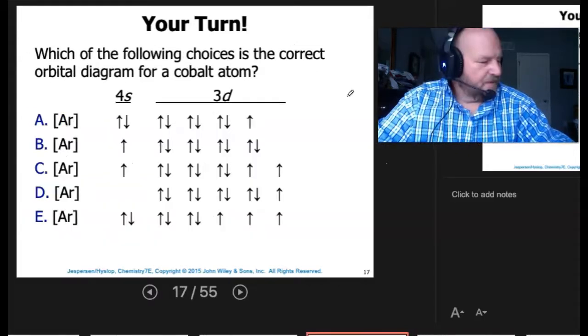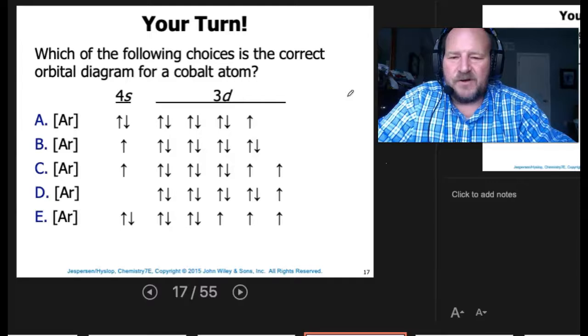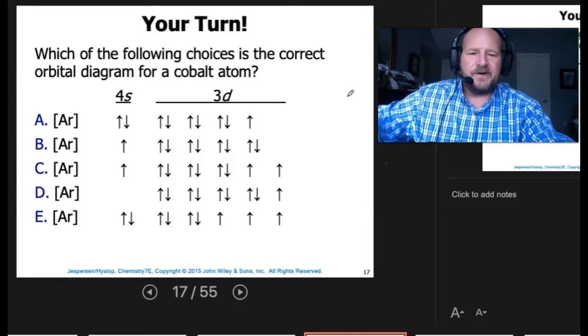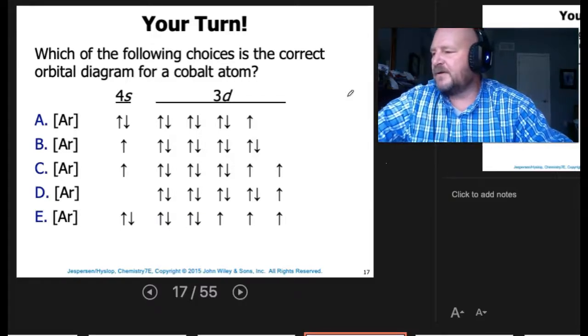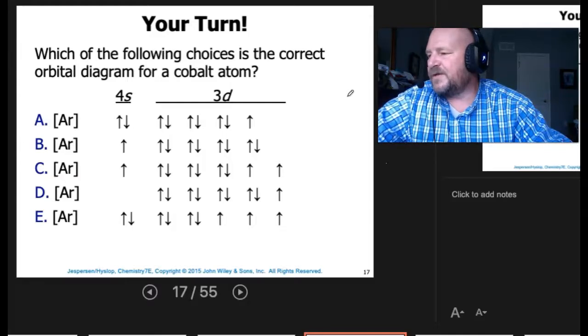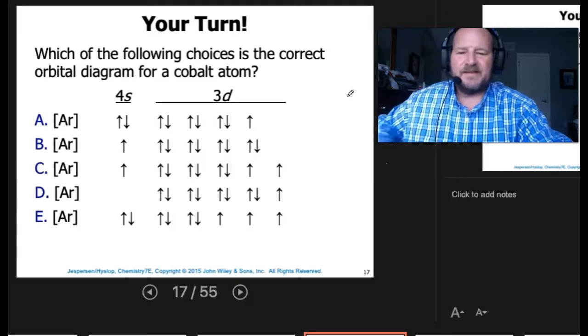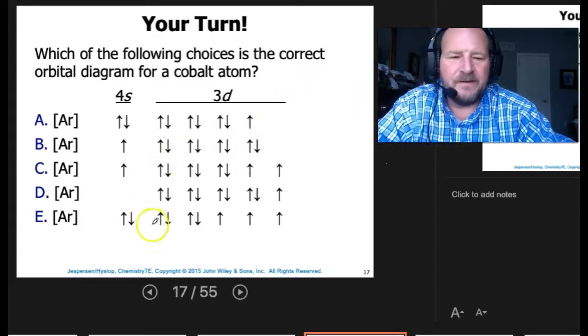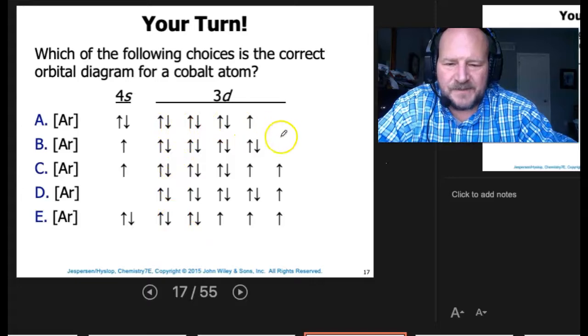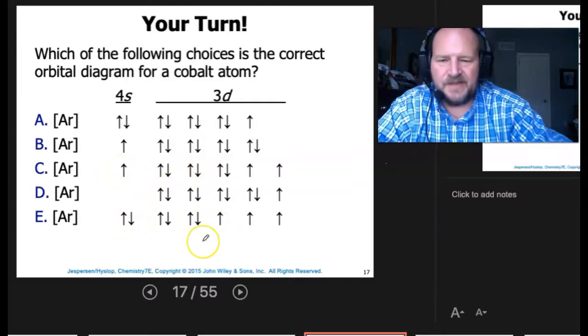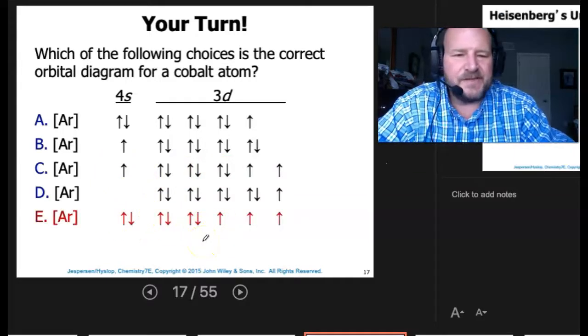Which of the following choices is the correct orbital diagram for a cobalt atom? Okay, so you might have to go to your periodic table. We look at cobalt. Cobalt is number 27. So we're going to get argon, and then we're going to get 4s2, and then 1, 2, 3, 4, 5, 6, 7 in the D. So if we're going to get 7 in the D, that means we have to have 5. Right, so we have to have 5, so this one's out, this one's out. Here we have 5, then that's only got 1 there. We're not going to do a half filled, right? That's not going to work out, which means it has to be E then, based on that. And it is, of course, E.